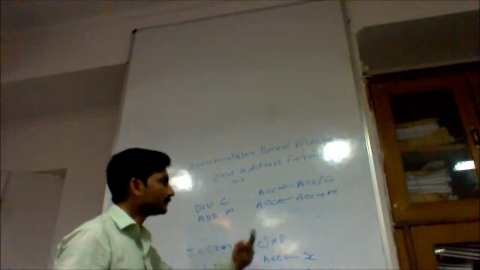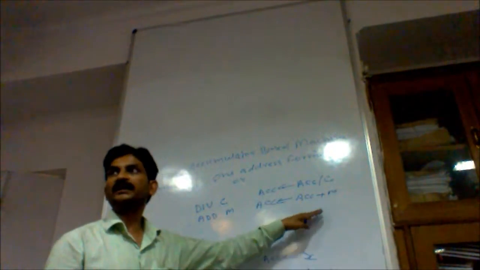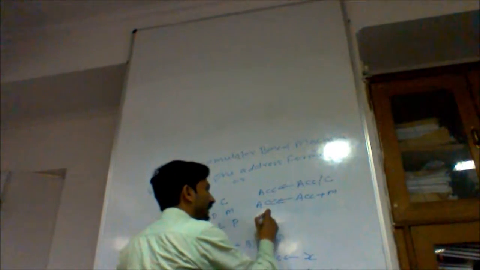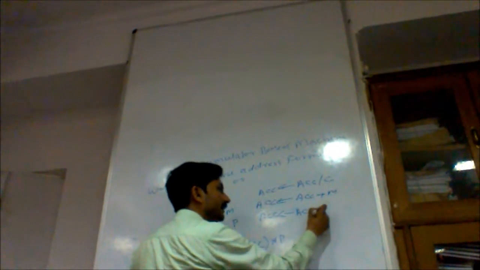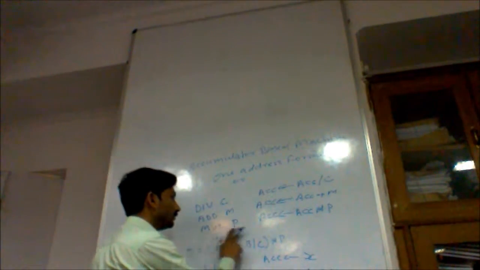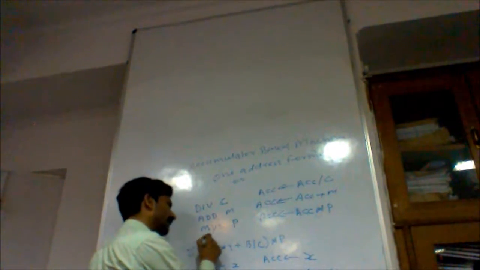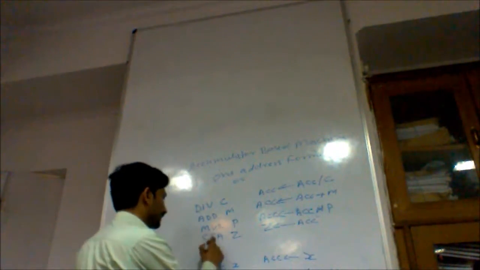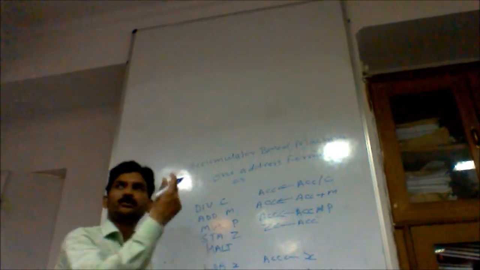Now you have to multiply by P. The whole result is multiplied by P. So simply you can use mul P, that means AC becomes AC into P. So this is the program using only one address. Now you have to store in Z. So STA Z. The entire result is stored in Z, and then you can use HLT, halt, though it is not mandatory, you can write it or not.